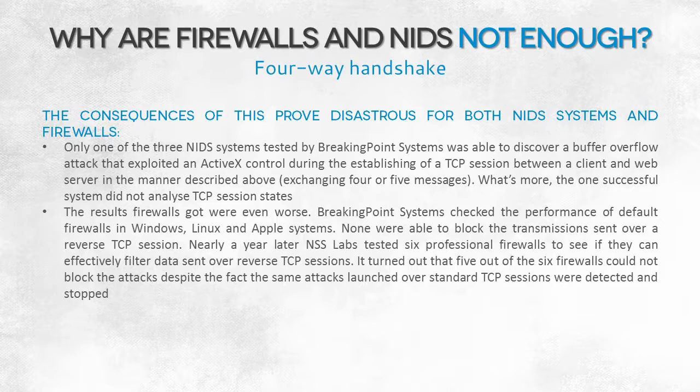A year later, the NSS Lab company tested 6 professional firewalls, all of them top of the range, for effectiveness of filtering the data sent in the reverse TCP sessions. At that time, this problem was already known for more than a year. 5 of the 6 firewalls, theoretically the best ones available, did not block the attack by means of the reverse TCP session, although they managed to block it when it happened during a regular session.